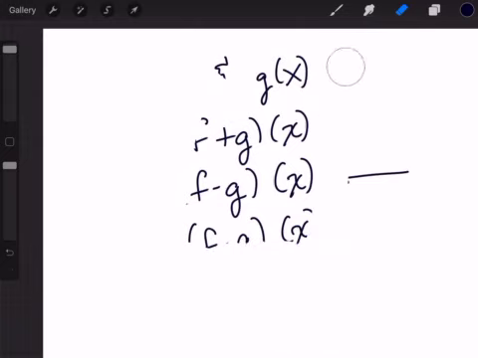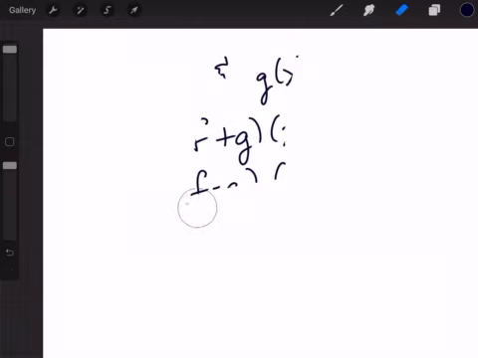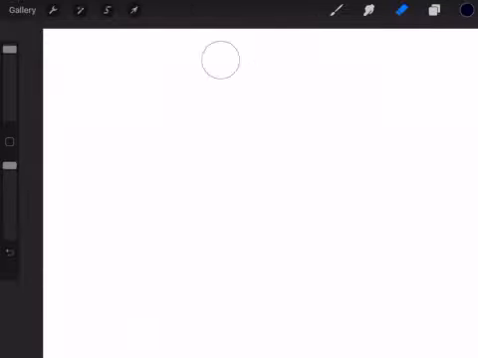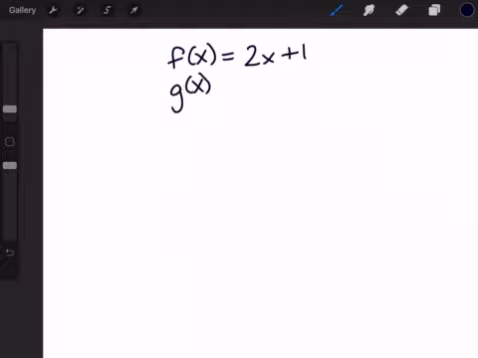So when we have these different functions, and if you can hear my cat in the background, I'm sorry. When we have these different functions, we can also do those functions evaluated at a number, okay? So if I have f of x equals 2x plus 1, and g of x equals, let's do x squared plus 2x plus 1. So I've got a quadratic and a linear.